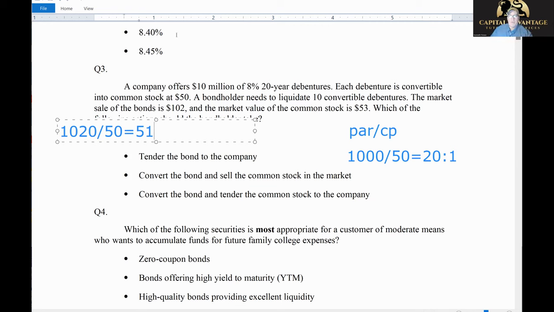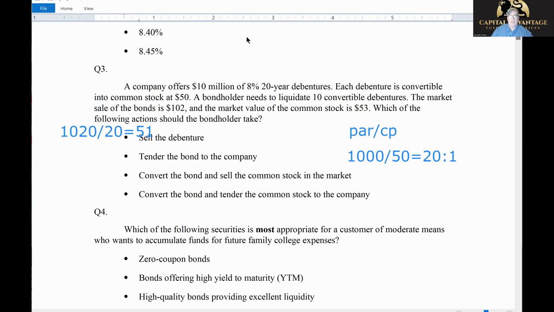And look what I did. Look how I wrote that wrong. See, you guys didn't catch me. Pretend it didn't happen. Okay, so now that's 51. See, I did it on my calculator, right? So then you'd see that the stock is trading at 53. The parity is only 51. So the stock is better.